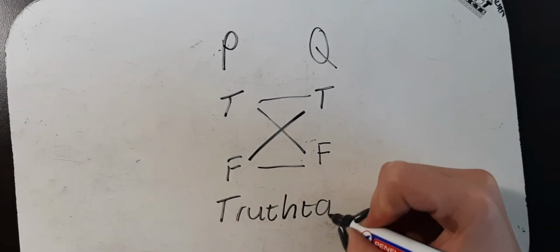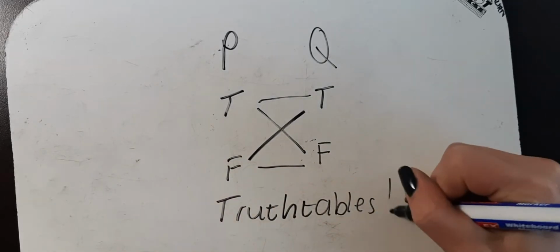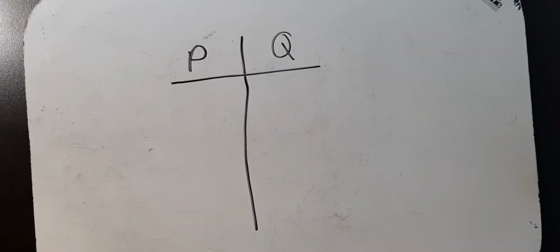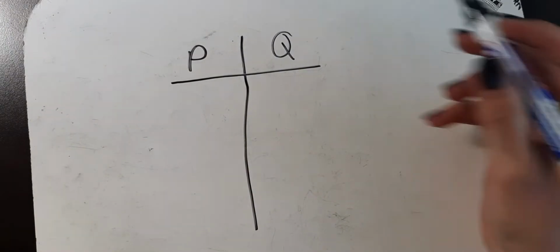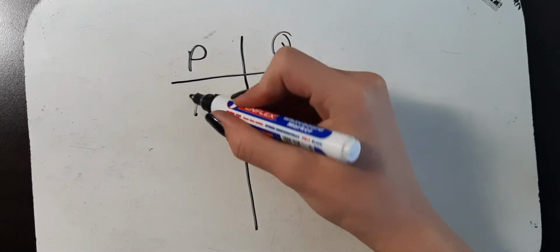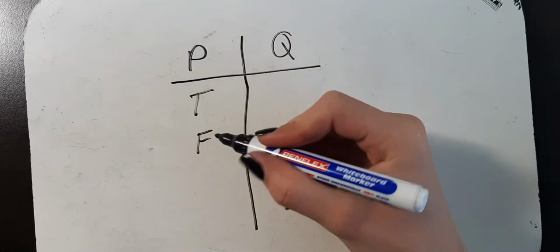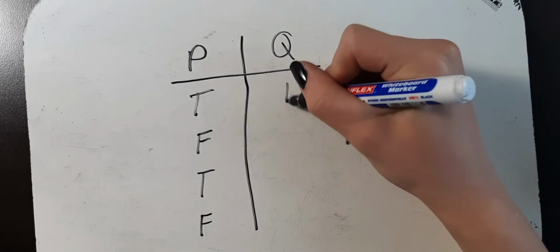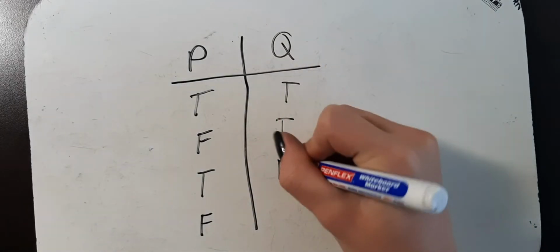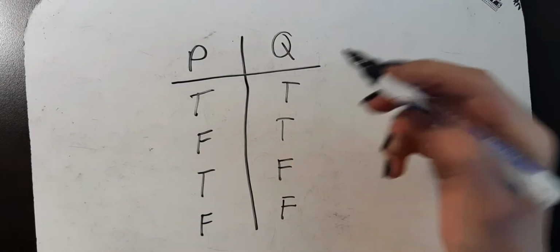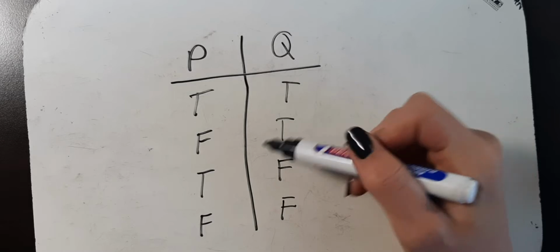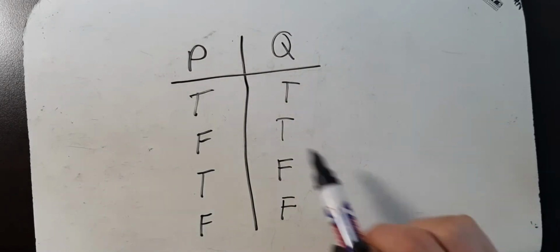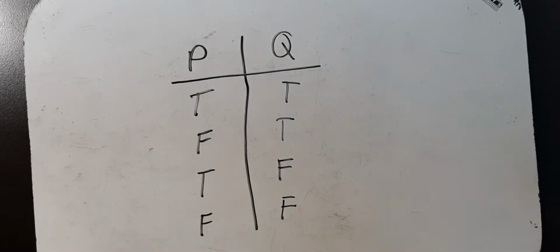The truth table for two variables P and Q will look as follows. So P will be true or false, and then we repeat true or false. Then Q will be true and true, or false and false. So in this way, we have all the different combinations of true and false. So we have true, true, false, true, true, false, and false, false.